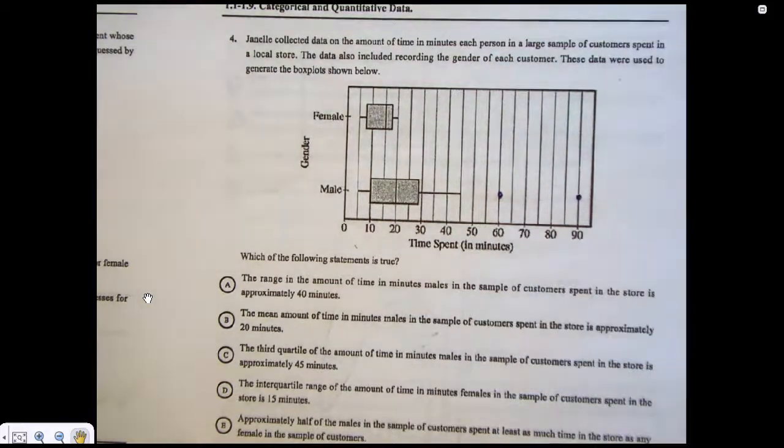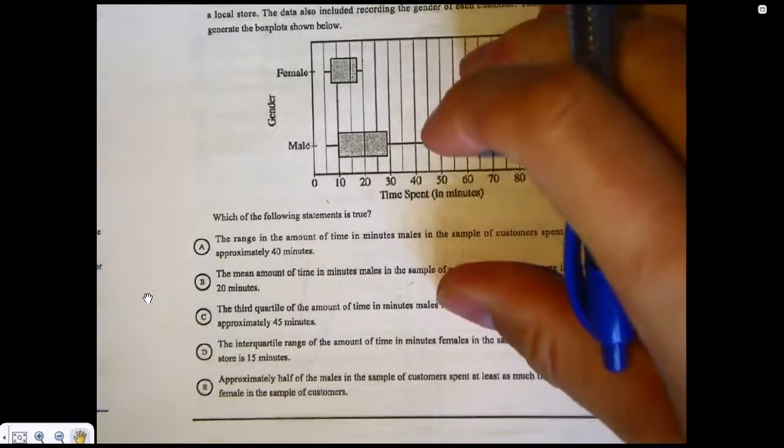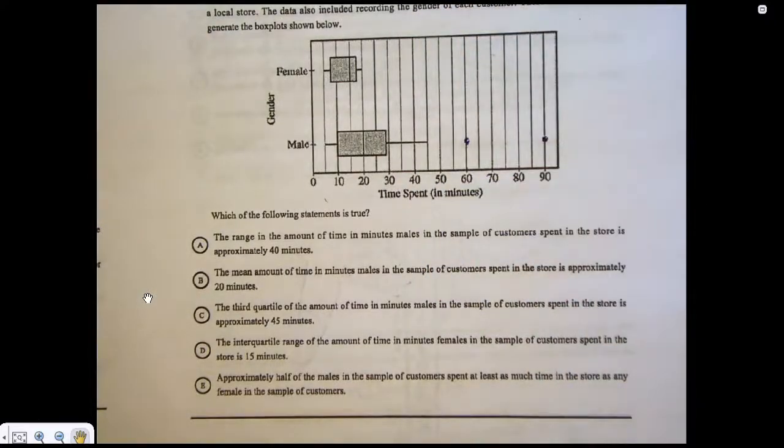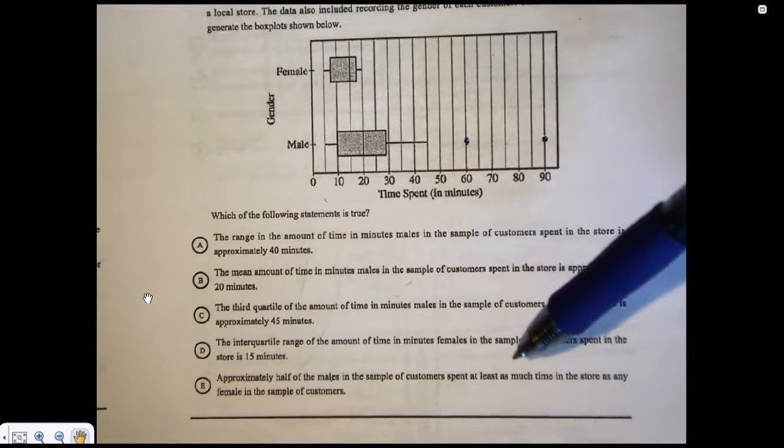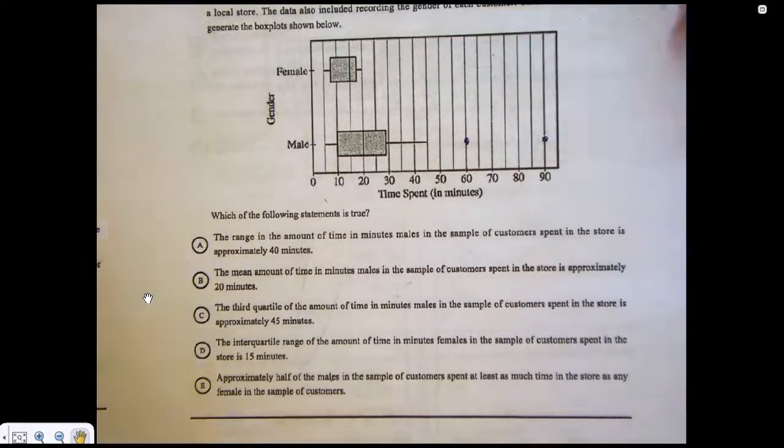And which of the following is true? So again, I'm going to jump to E because it is true. But if you're not sure why one of the elements aren't true, please follow up with me on this. E is right. About half of the males in the sample spent at least as much time as any of the females.